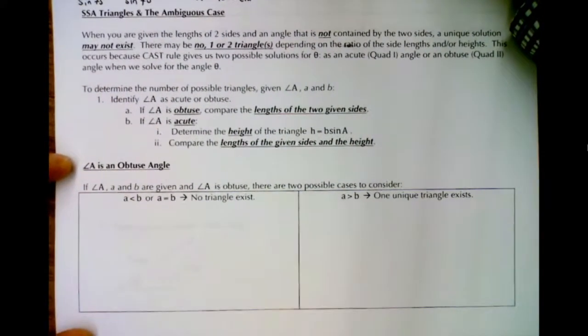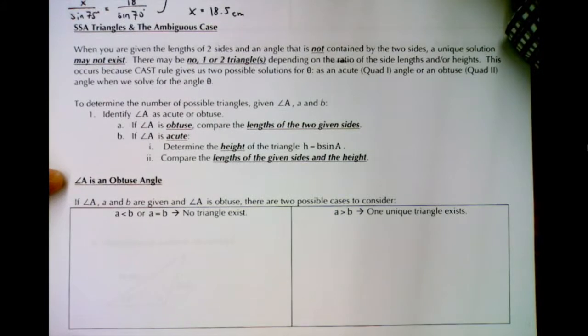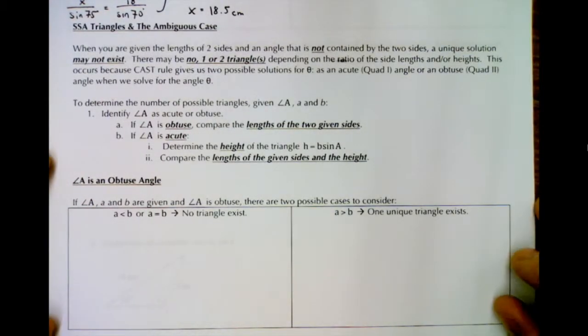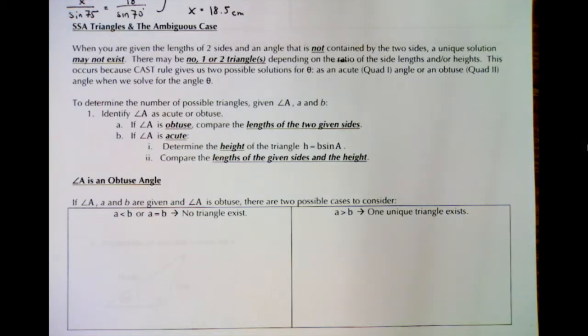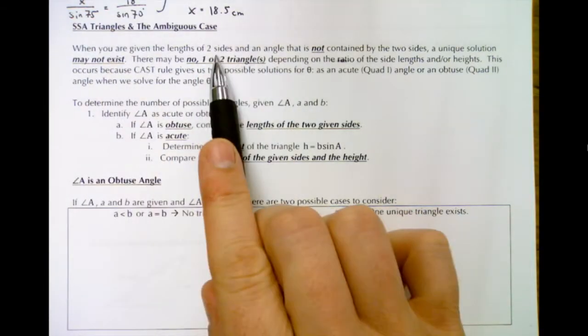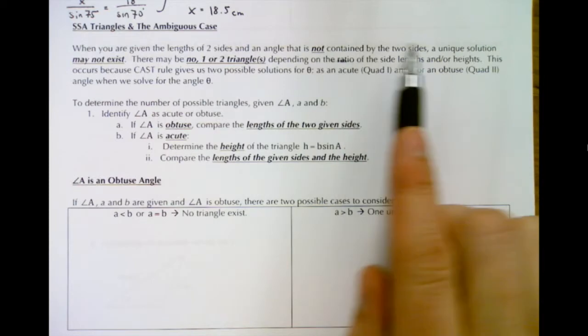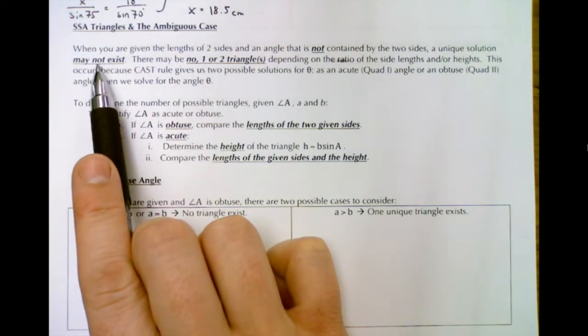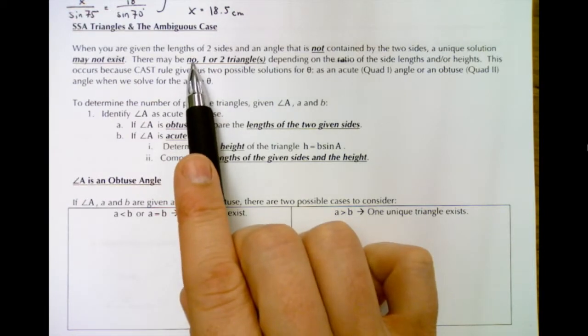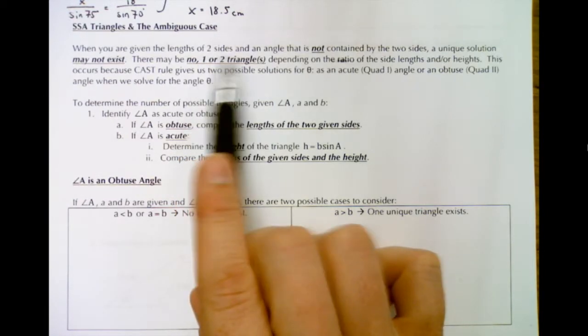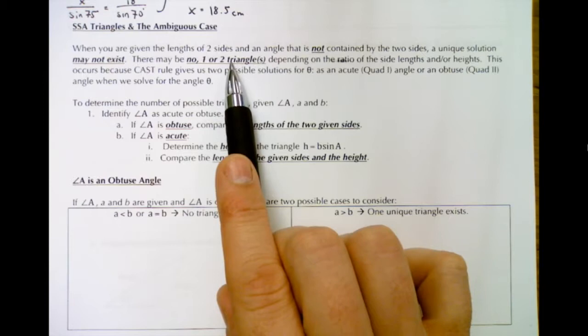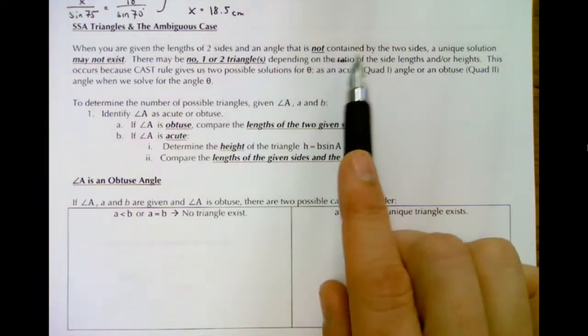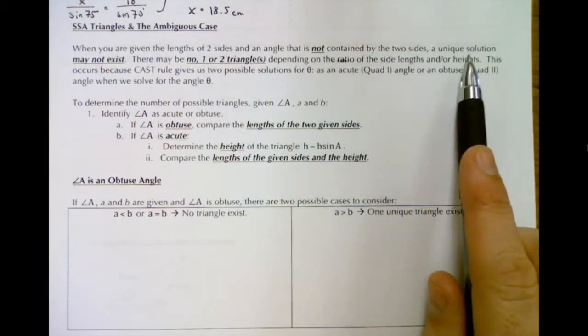Now let's talk about this ambiguous case, because using the sine law is something that you learned how to do last year, and that's not really the new learning. The new learning is this ambiguous case. So what is the ambiguous case? Well, when you're given the lengths of two sides and an angle that's not contained by the two sides, a unique solution may not exist. There might be no solution. There could be one solution, or there could be two solutions. And that's depending on the ratio of the side lengths and the heights of the triangle.